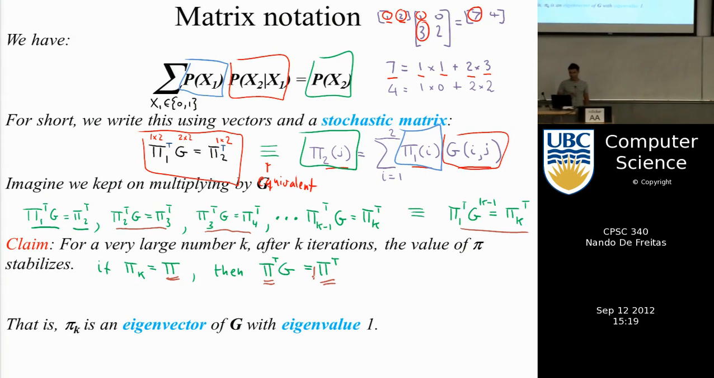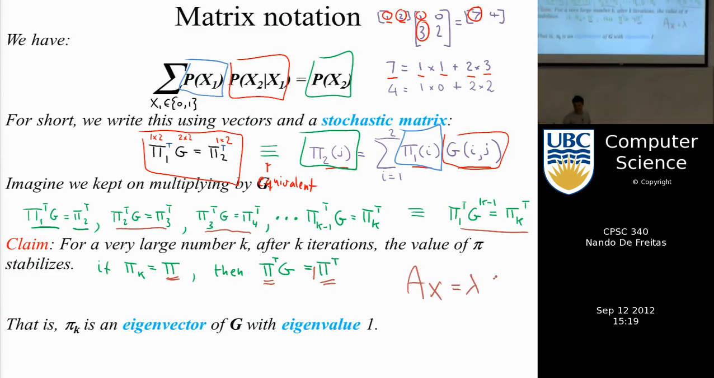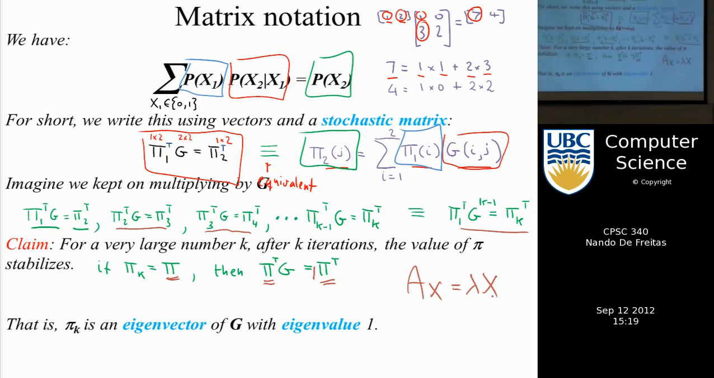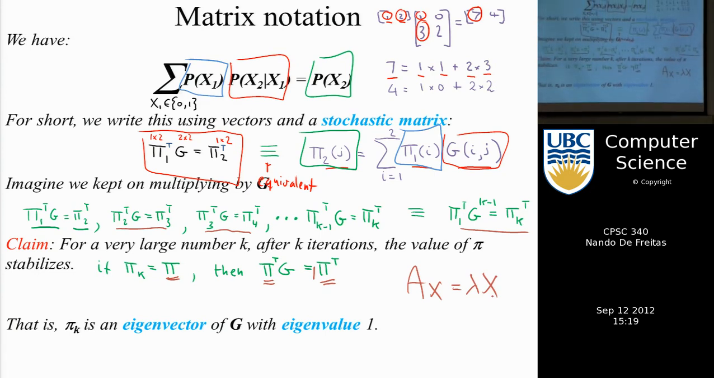Okay, so we can also recall from school this old equation, Ax = λx. Now the rest is just pattern matching. x is π, A is the matrix G, and λ is equal to 1. So what Google's algorithm actually does is it computes the largest eigenvector of a matrix.